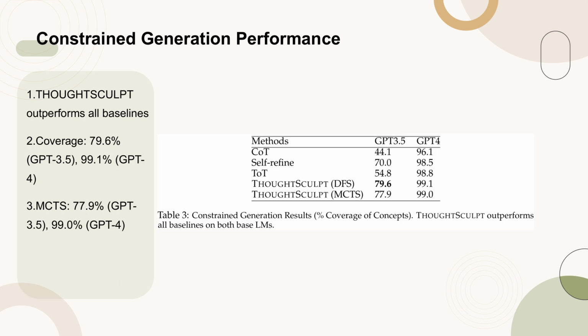Table 3 presents the results of constraint generation tasks, showing the percentage coverage of concepts by different methods. THOUGHTSCULPT significantly outperforms all other baselines when using either GPT 3.5 or GPT 4 as the base language model. Specifically, THOUGHTSCULPT with DFS achieves the highest coverage of 79.6% with GPT 3.5 and 99.1% with GPT 4. THOUGHTSCULPT with MCTS also demonstrates strong performance, with coverage of 77.9% using GPT 3.5 and 99% using GPT 4. These results highlight the effectiveness of THOUGHTSCULPT in integrating and covering a high number of concepts in constraint generation tasks.